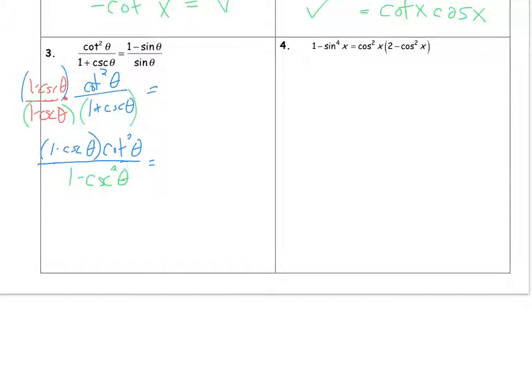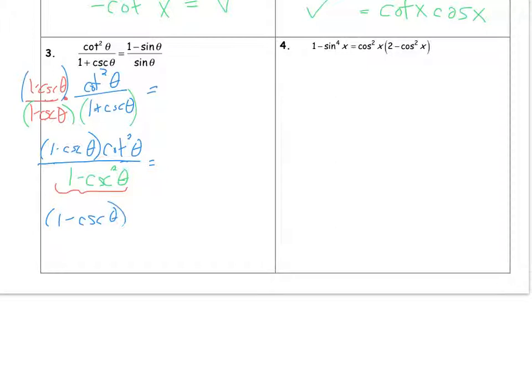Hold on. This I recognize. I recognize this on the bottom. 1 minus cosecant squared theta, that's almost cotangent squared, right? Yeah, almost. It's actually negative cotangent squared. So I'm going to make that substitution. I'm going to leave my numerator alone. I haven't gotten to it yet. I tend to take things very slow.